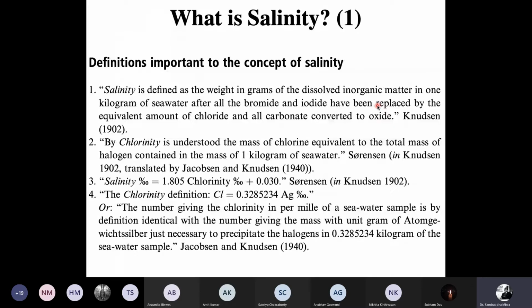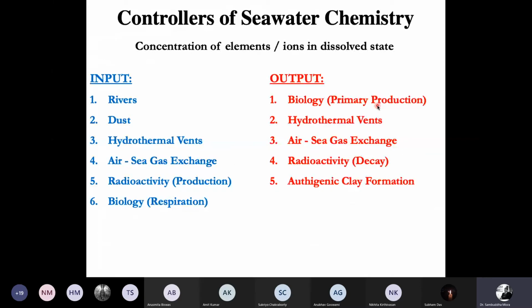Salinity, composition we have covered. Now, in terms of seawater chemistry, what we are interested in is the concentration of the dissolved components, whether that be an element or an ion or a cluster of ions, we don't care. The classical inputs are river, dust, hydrothermal vents, air-sea gas exchange, radioactivity, which leads to production of certain elements, a good example being radon, and biology, essentially the respiration part of biology, where you take organic matter and respire to form dissolved components.